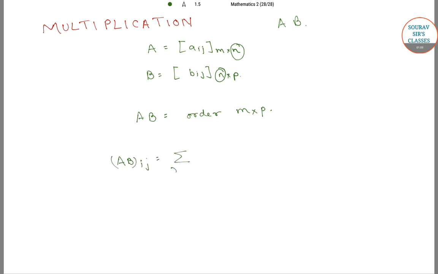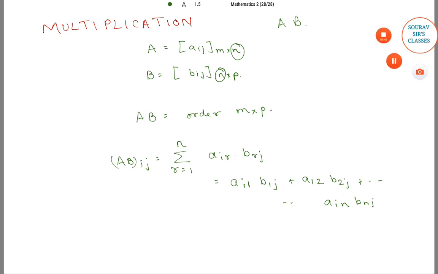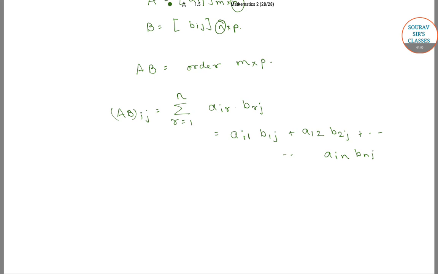(AB)ij is equal to the summation, r equals 1 to n, of air into brj, which is equal to ai1 into b1j plus ai2 into b2j plus so on till ain into bnj, that is, the sum of products of elements of the ith row of A with the corresponding elements of the jth column of B.